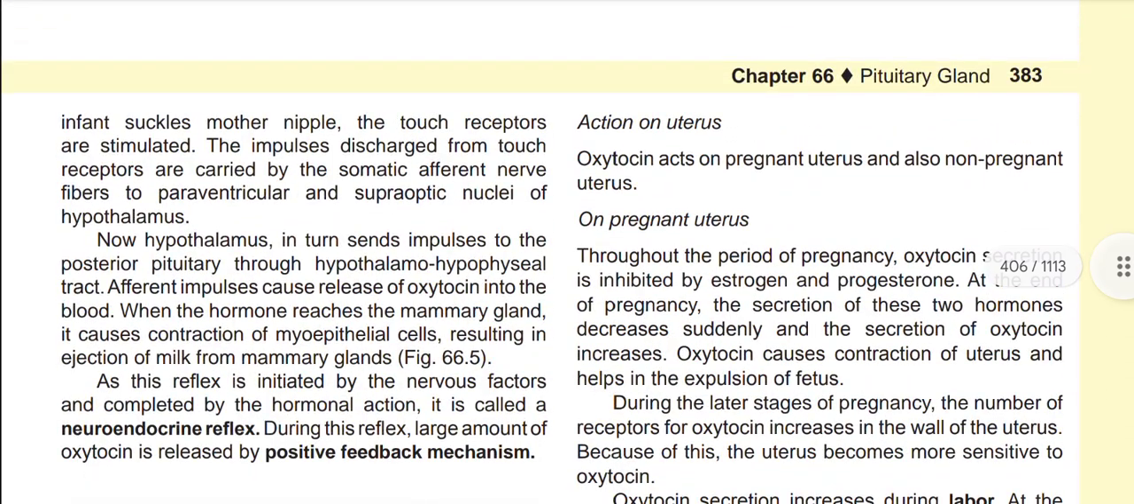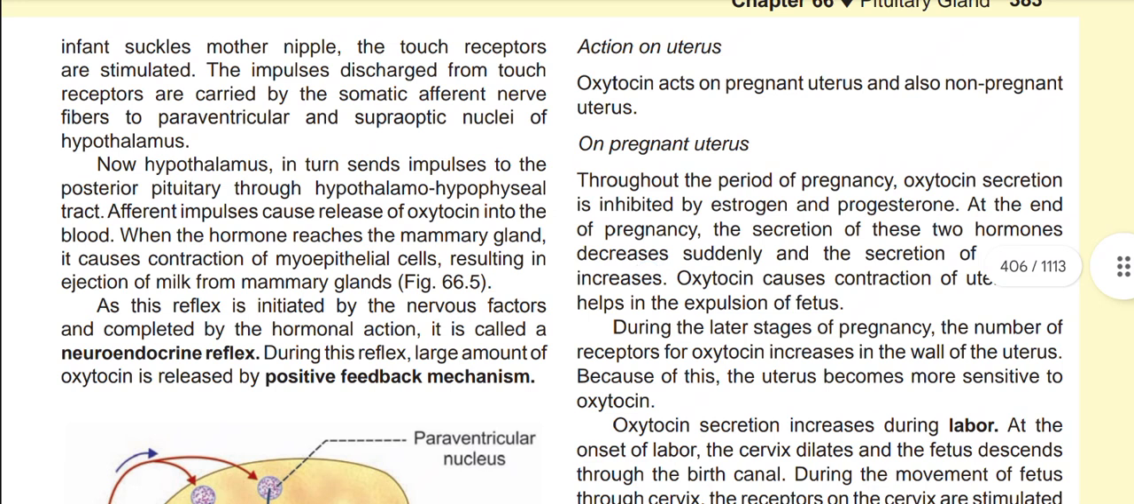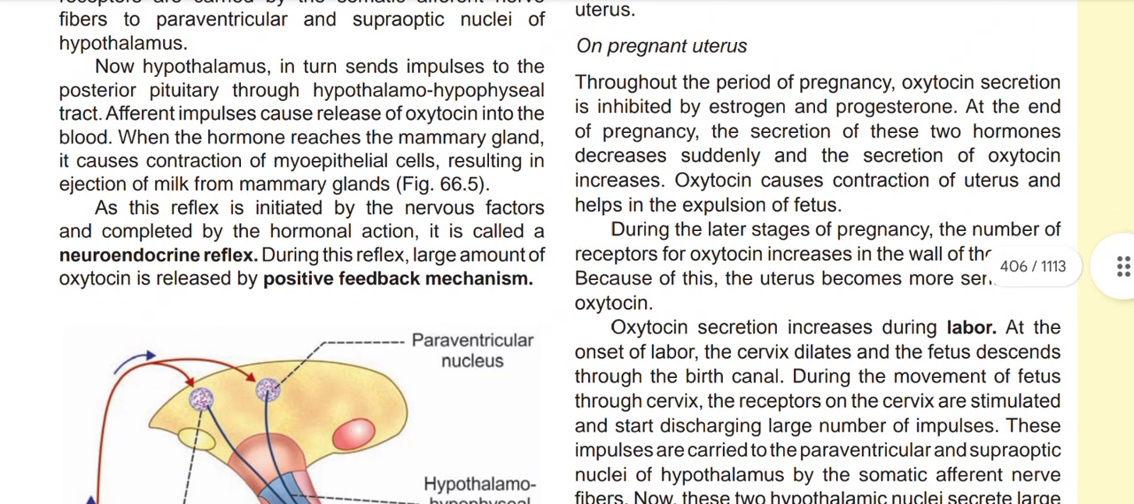Now, action on uterus. Oxytocin also acts on pregnant uterus and also on non-pregnant uterus. So, oxytocin has roles in case of both pregnant and non-pregnant women's uterus. On pregnant uterus, throughout the period of pregnancy, oxytocin secretion is inhibited by estrogen and progesterone. At the end of the pregnancy, the secretion of these two hormones decreases suddenly and the secretion of oxytocin increases. So, what happens? When the pregnancy is ongoing, the oxytocin release is inhibited and estrogen and progesterone release are increased. That's why it is inhibited.